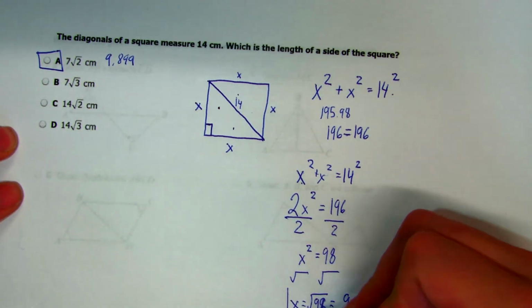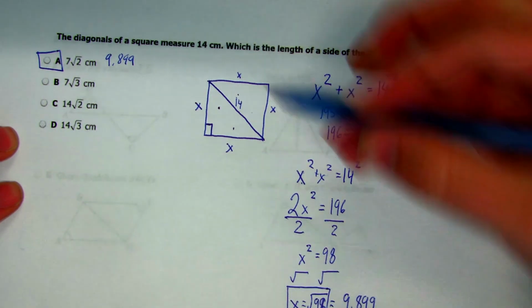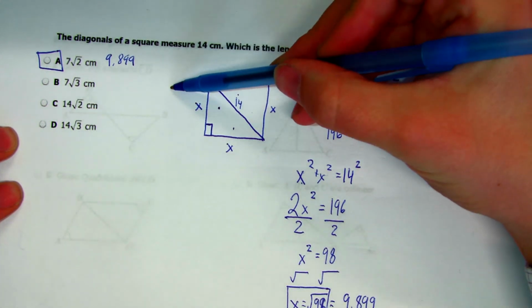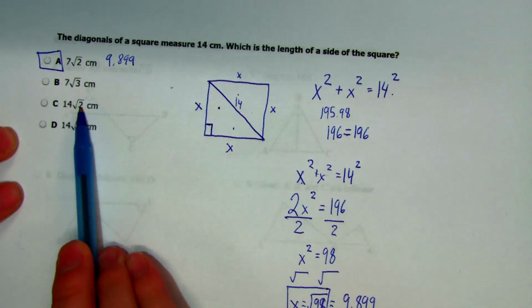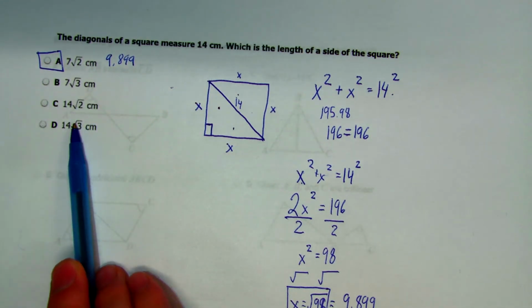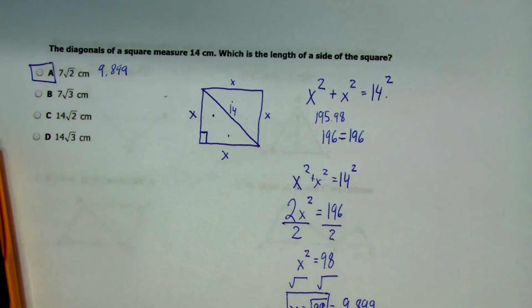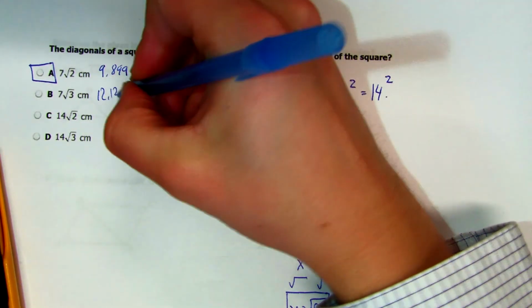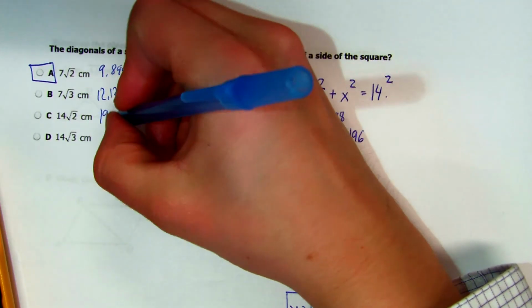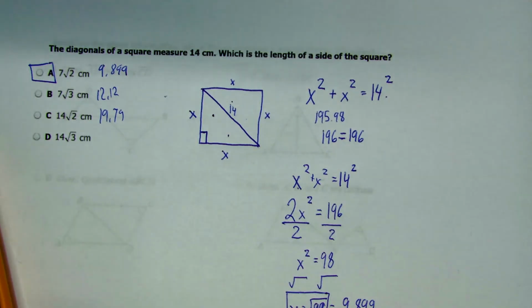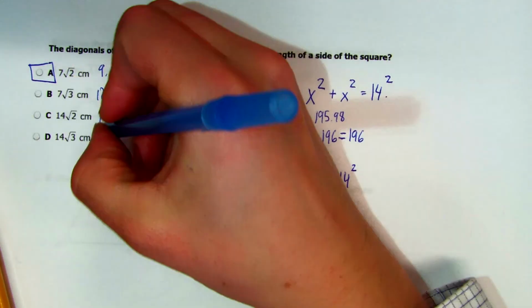I think if you can get to the square root of 98, you could see which of these decimal numbers is closest. The last thing I want to do is write down the decimal numbers for each of these. We should be able to cross off a couple of answer choices as well. Very quickly, 7 root 3 is 12.12. 14 root 2 is 19.79, and 14 root 3 is 24.25.